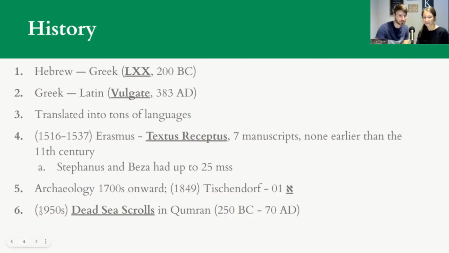And then continuing on, in the 1950s the Dead Sea Scrolls were found. Because up until this time, the oldest Hebrew text that they had was around 1000 AD. So like the Old Testament, but way after Jesus. The Dead Sea Scrolls were found in Qumran, and they were texts in Hebrew, Greek, Aramaic, from around 250 BC to 70 AD. They help confirm that the Hebrew texts that we have are not way off.